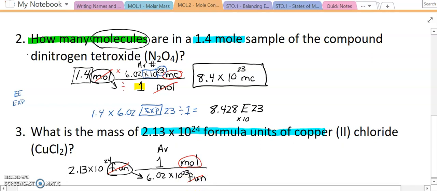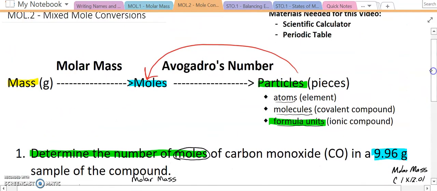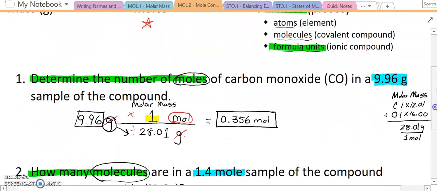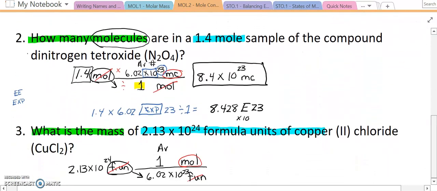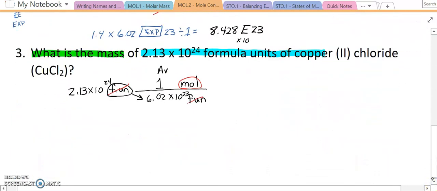But my question isn't asking me for moles. My question is asking me for mass, and that means I have one more step that I need to do in this problem. So now I've converted, and now I'm at moles. But now I need to take one more step, and I need to get to mass, and that's going to be with my molar mass. So basically, this problem is combining the first part and the second problem all together into the third problem.